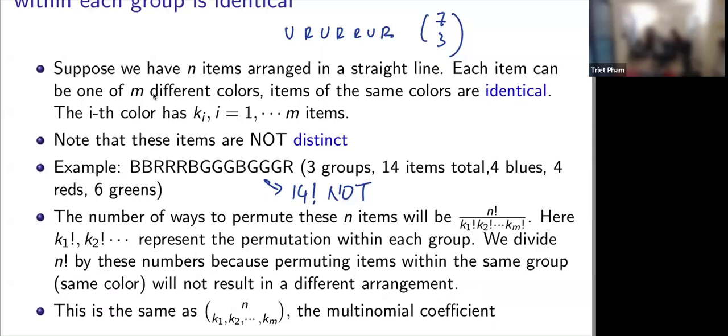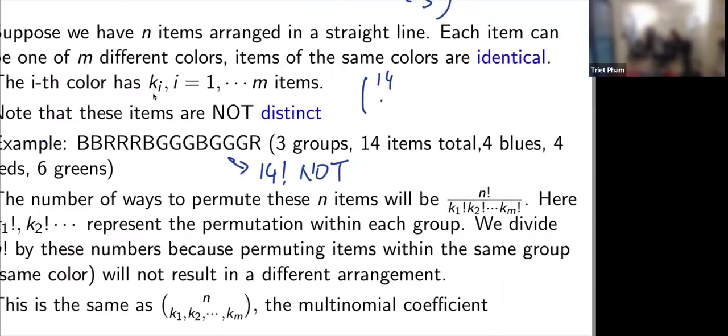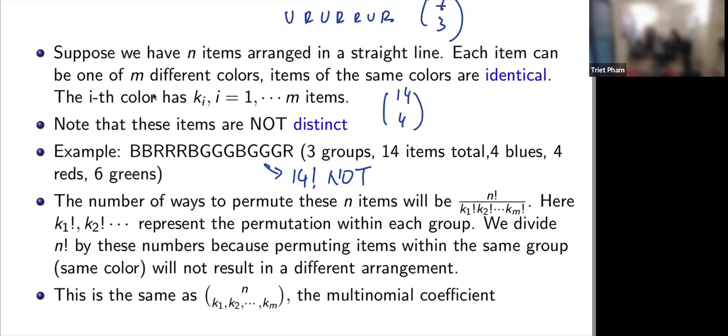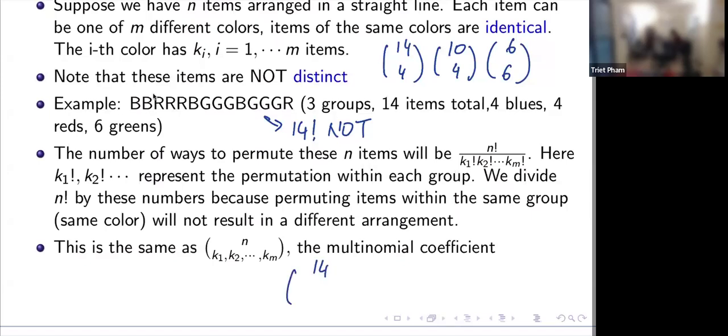So same thing here. If you want to look at this problem where you have the blues, the reds, and the greens, the number of ways you can permute this around is, out of 14, you have to choose the position for, let's say, the blues first, and then at the remaining, you choose the position for the red, and then at the remaining, you choose a position for the green. But a different way to say that is, of course, out of 14, you choose 4 positions for the blue, 4 for the red, and 6 for the green. So it's the multinomial coefficient.